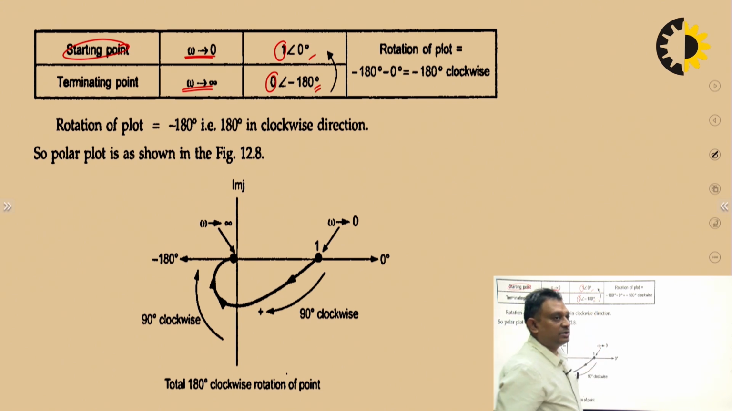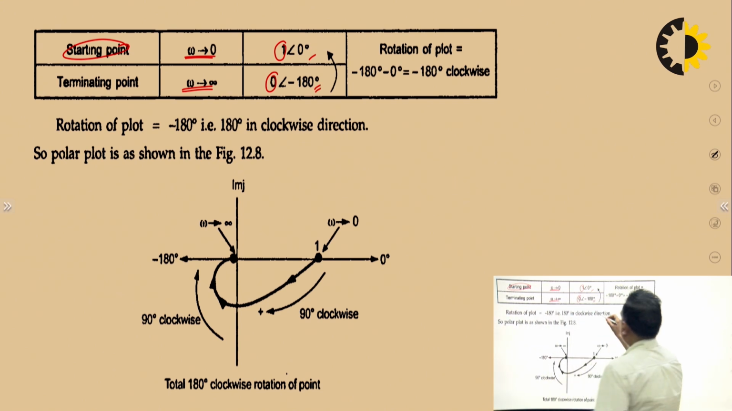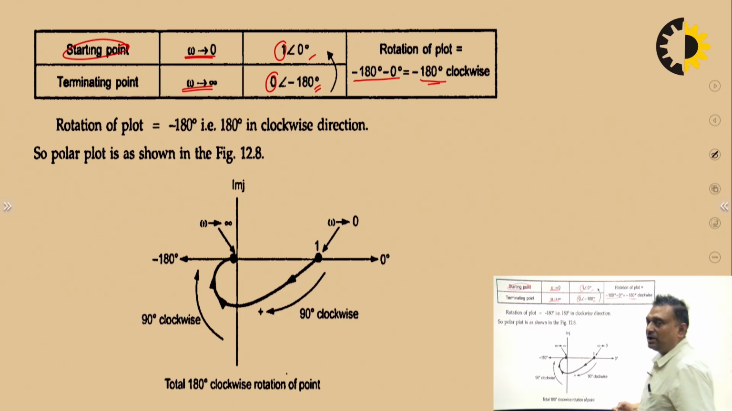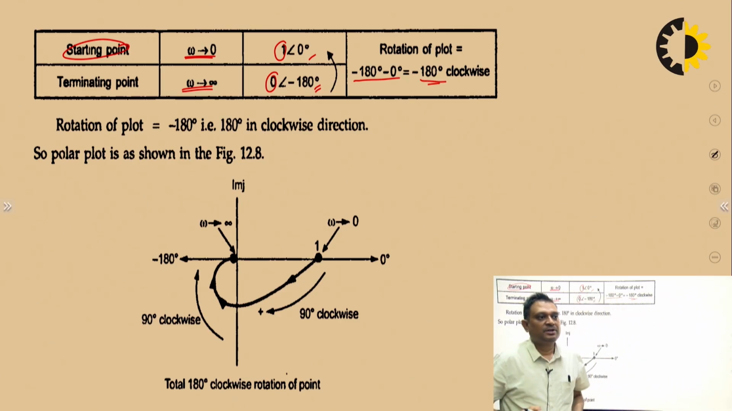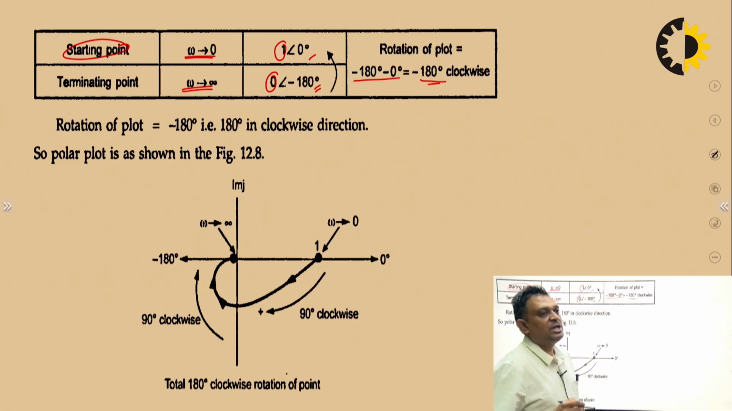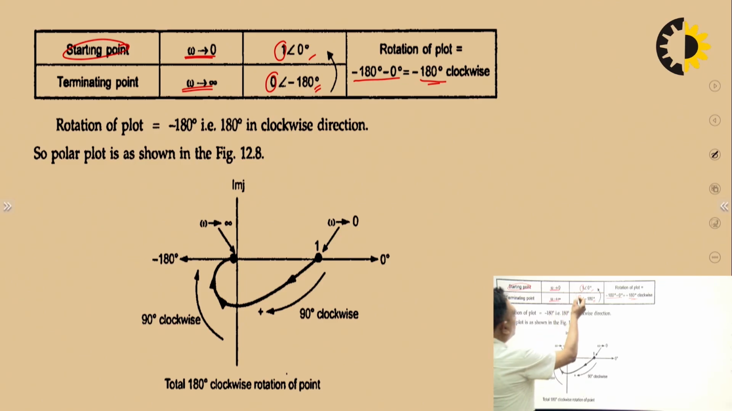Now we will check the rotation. How will we check the rotation? We will subtract the starting point angle from the terminating point angle. It means it will become minus 180 minus 0 degree, which means minus 180 degree. When the angle comes out to be minus, the rotation will be clockwise. It is important to note that when the angle is negative, we move in the clockwise direction, and when the angle is positive, we move in the anti-clockwise direction. So from here, we will draw the polar plot, and first we will take the value 1.